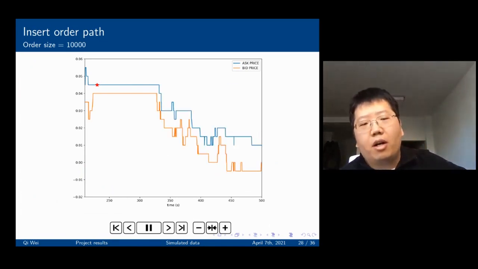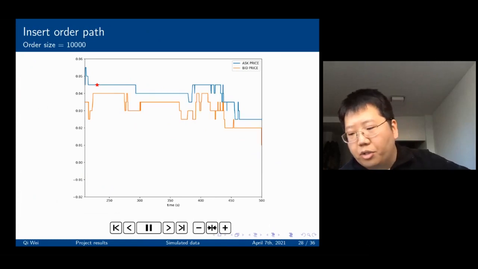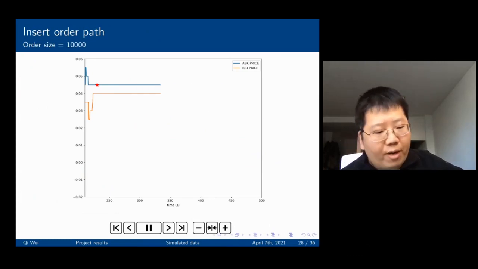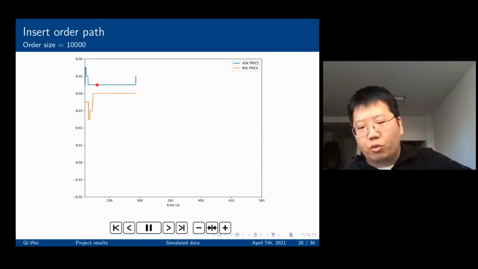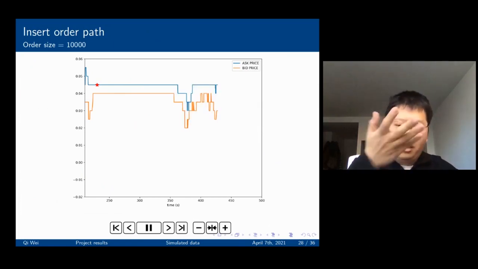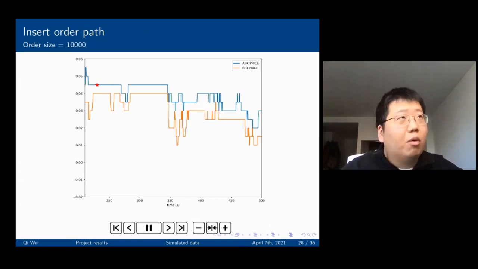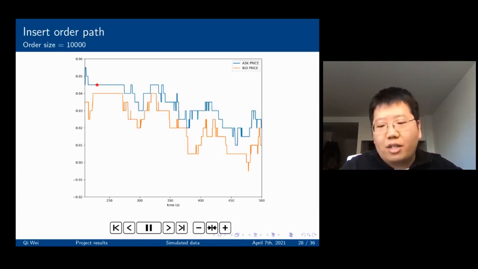So with this, I would not say this is a prediction. It is more like a counterfactual inference. The traders want to know: what if I place a big order here? How will the price go down? And this is only the animation to show different realizations of the path.